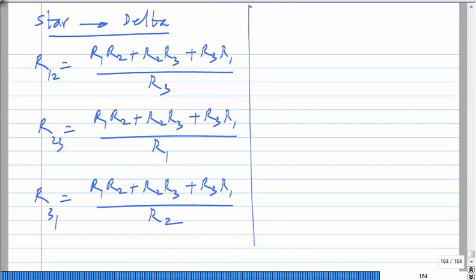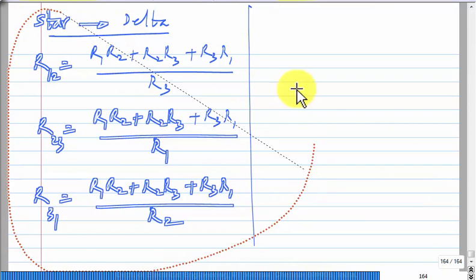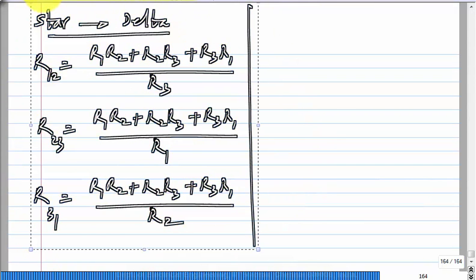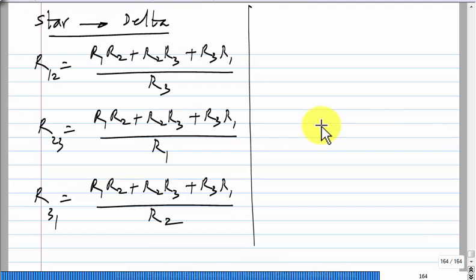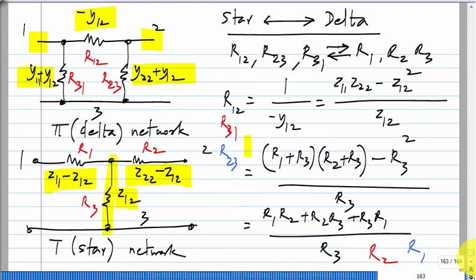Okay. And how do you go the other way? What would be the easiest? There are so many things. I think I saw many of you getting the right expressions. What would you start with to go from delta to star? Calculate Z12. That seems like the easiest, right?